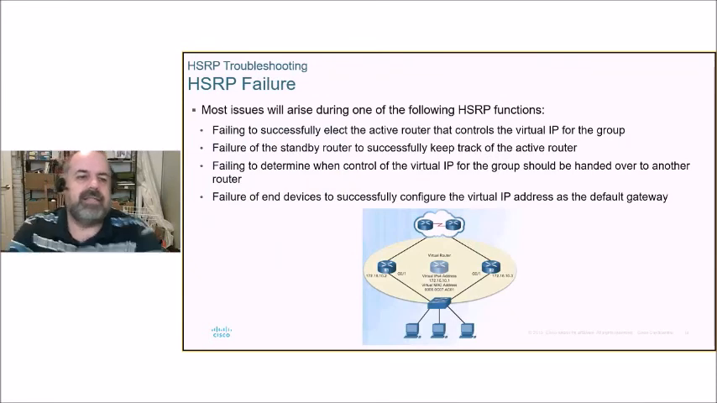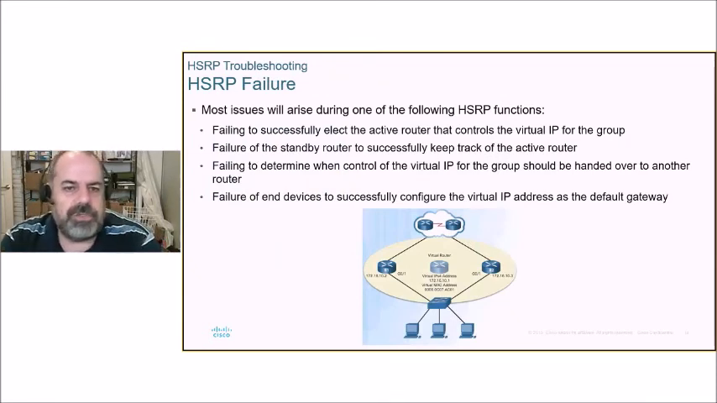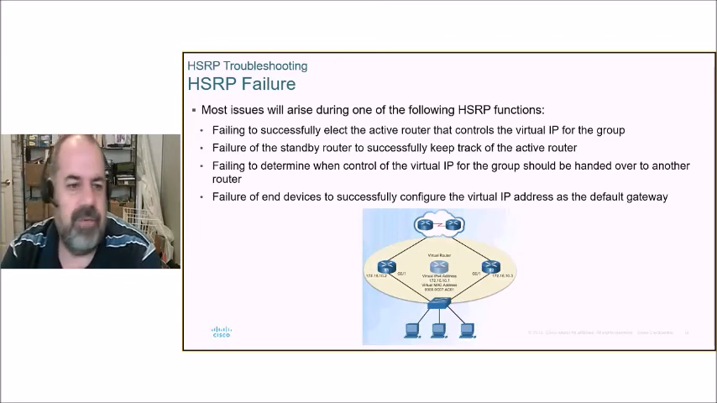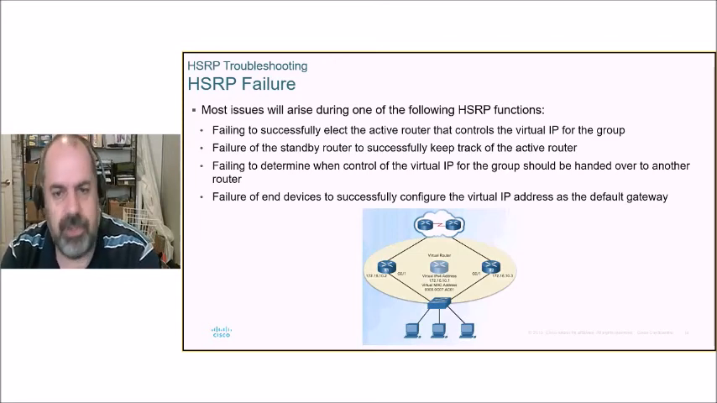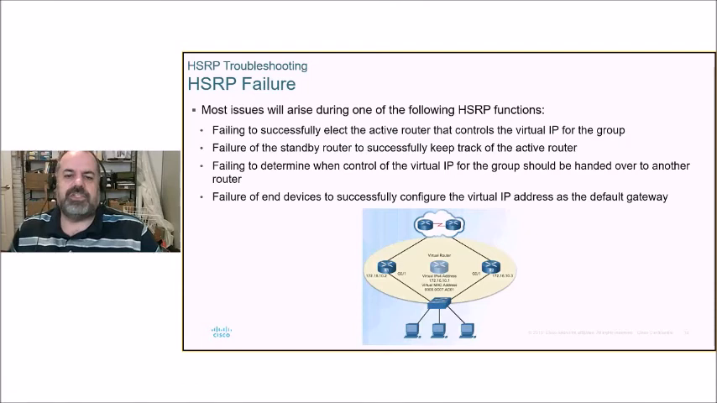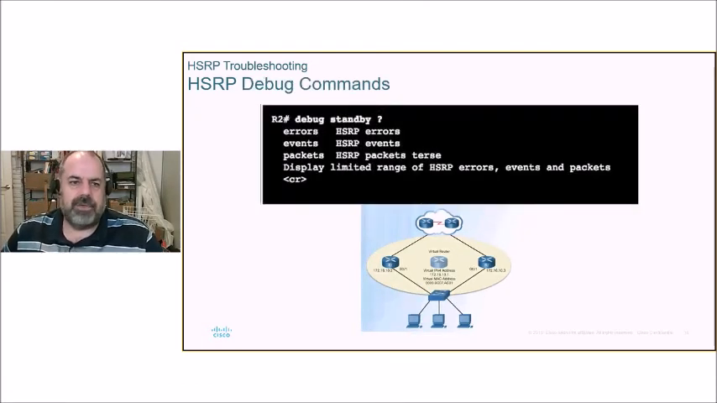So how can it fail? Most issues will arise during one of the following functions: failing to successfully elect the active router that controls the virtual IP for the group. You can have failure of the standby router to successfully keep track of the active router. You can have a failure to determine when control of the virtual IP address for the group should be handed over to another router. You can have failure in devices to successfully configure the virtual IP address as their default gateway. So those are the kinds of problems you can have.